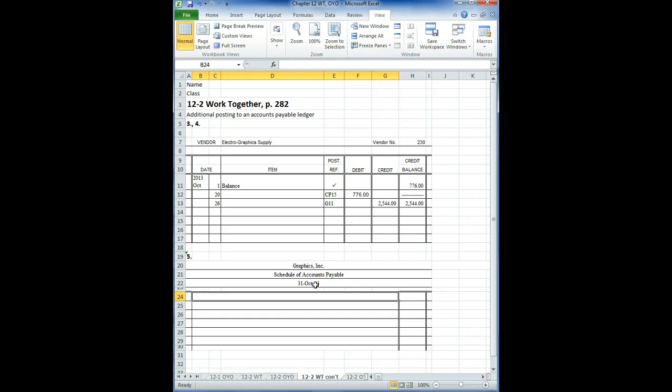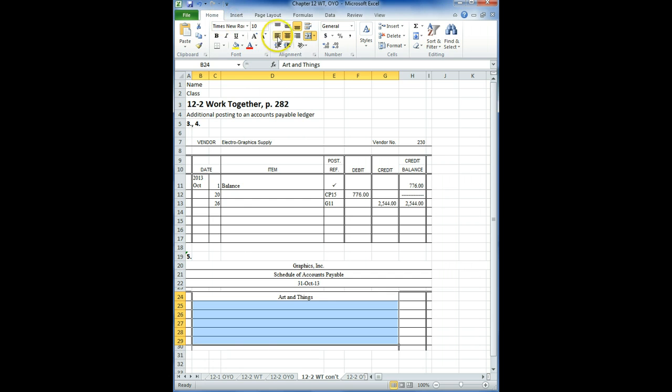So now we're going to read what it says. It says October 31 balances are art and things. So great, let's put art and things. And these really need to be left aligned, so they shouldn't be centered. So we're going to go to the Home tab. Right here it says Align Text Left. Click that button and it moves it all to the side for us. So the balance was $873.00.